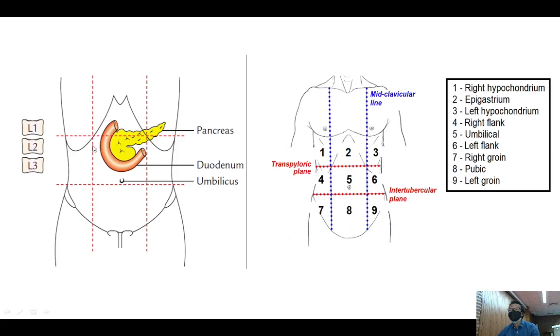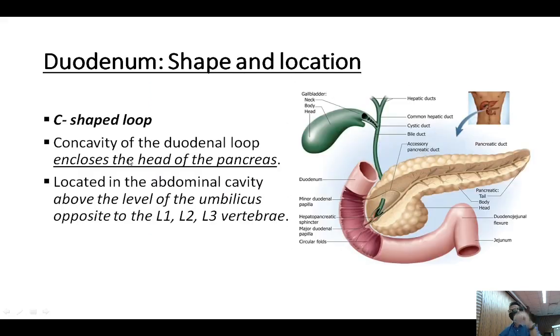And you can see this whole thing, these 1, 2, 3, 4 lines are dividing the abdomen into 9 quadrants. Okay, and the duodenum lies at which level? When we talk about the level of the duodenum, they lie at the level of L1, L2, L3. L1 is nothing but lumbar 1, lumbar 2, lumbar 3 vertebrae. Okay, see the shape of the duodenum. As we can see, it is a C-shaped structure.